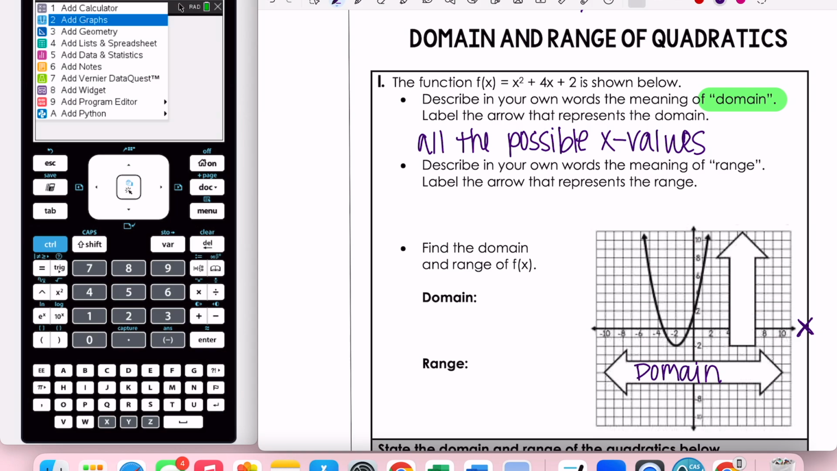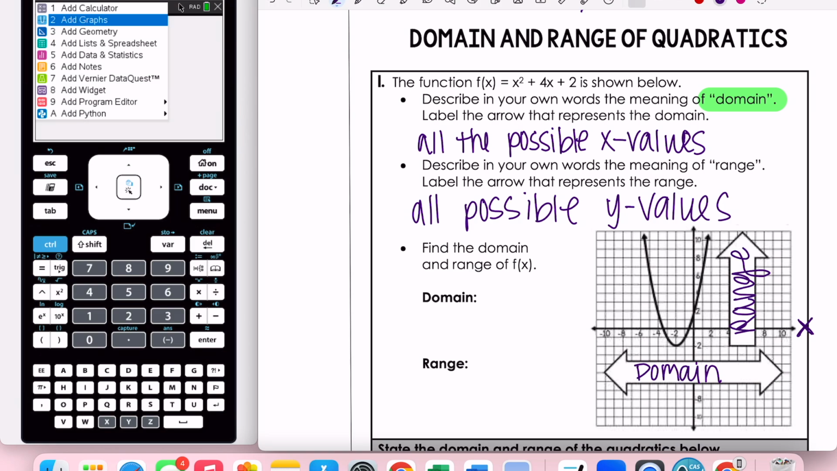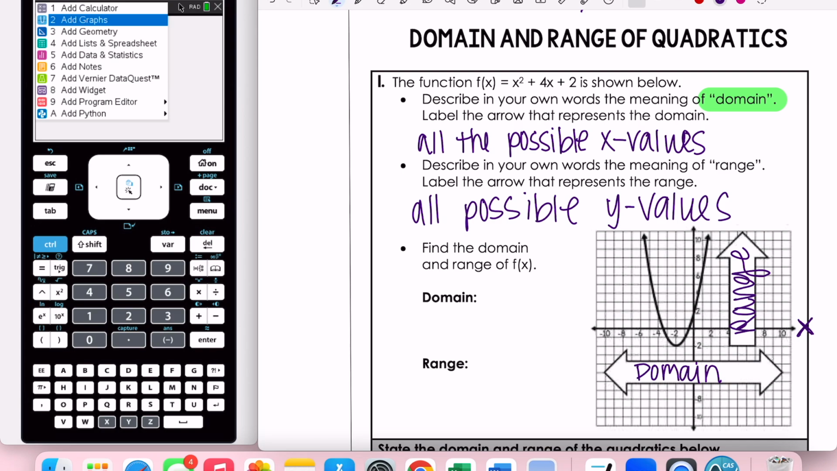The next bullet point says, describe in your own words the meaning of range. Label the arrow that represents the range. So your range are all possible y values. And when we are talking about our range, guys, we go from bottom to top. Now, the third bullet point wants us to find the domain and range of f of x.